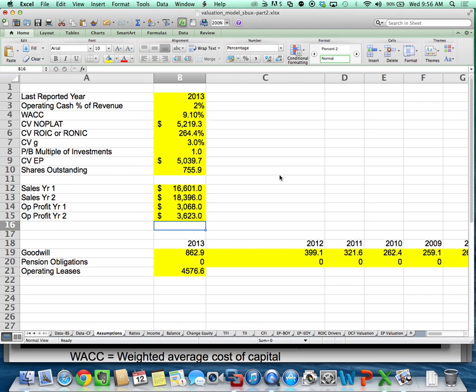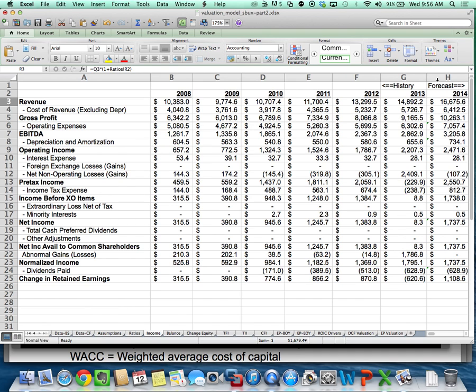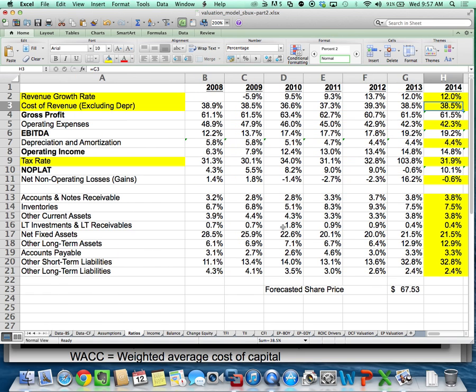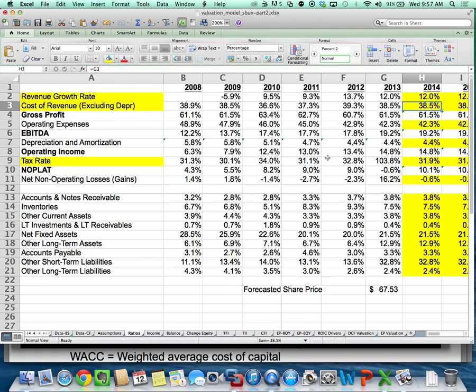So what I really want to do is, on my income tab, I want these numbers in 2014 and 2015 for revenue and operating profit to match the consensus. Except I can't directly change the income tab. I create the income tab through the ratios tab. So what I really want to do is have the ratios that get me to these numbers. So how do I do that?